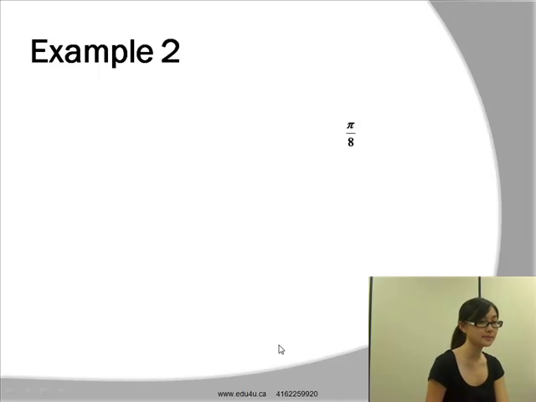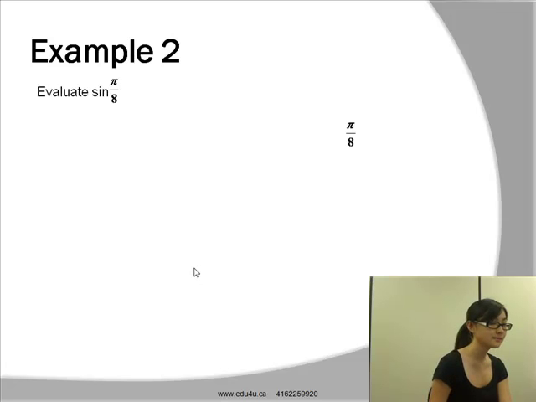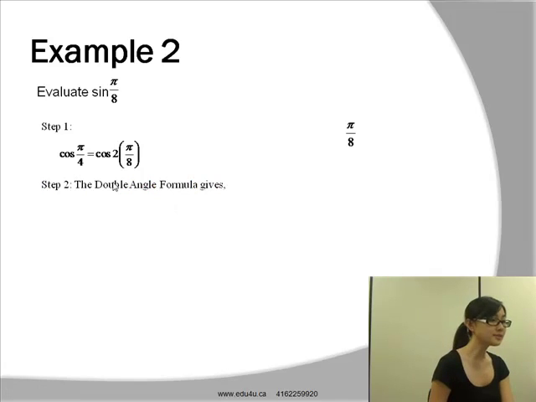Let's take a look at example 2 from your learning resources. Evaluate sine of pi over 8. When we approach this question, we want to think of an equation that has pi over 8 in it. We're going to start out something a little different. So in step 1, we say that cos of pi over 4 equals cos 2 times pi over 8, because the 2 and 8 can cancel, and that will give us cos of pi over 4. We do this because we want this pi over 8, and later you'll see why.